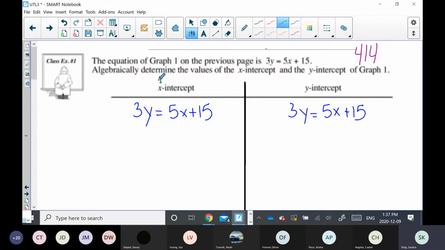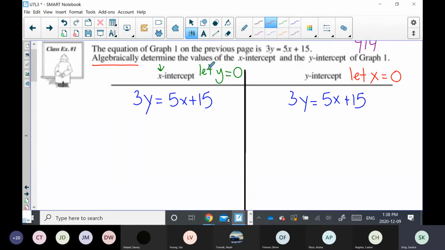If I ask you to solve for the x-intercept, you're going to let the other letter equal 0. So if you're solving for an x-intercept, you're always going to let y equal 0. If you're solving for a y-intercept, you're always going to say, okay, what's the letter other than y? It would be x. You let that letter equal 0. And this is how we algebraically determine the x and the y-intercepts.